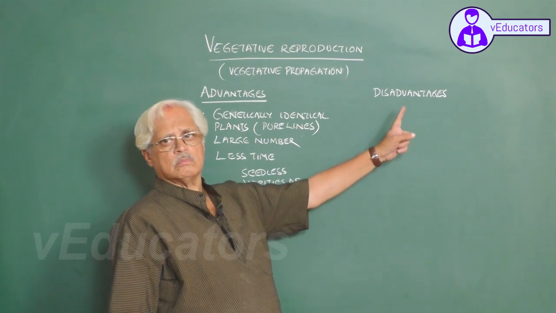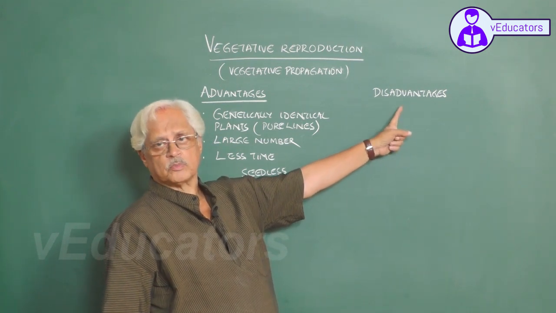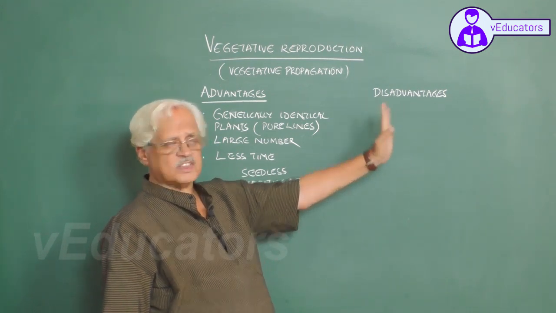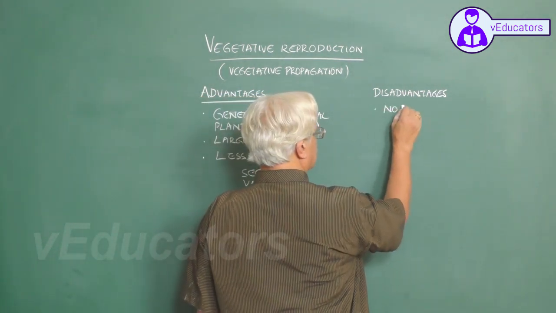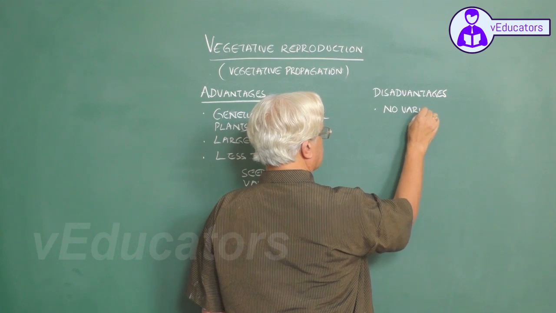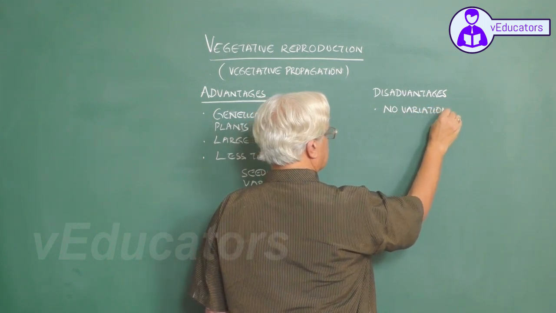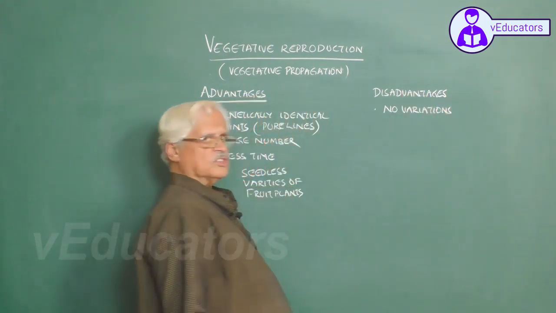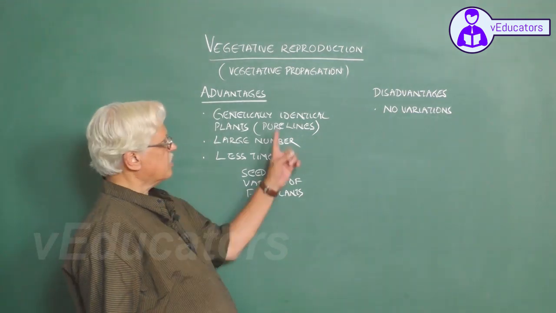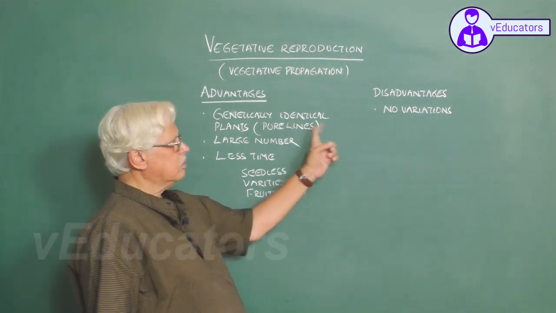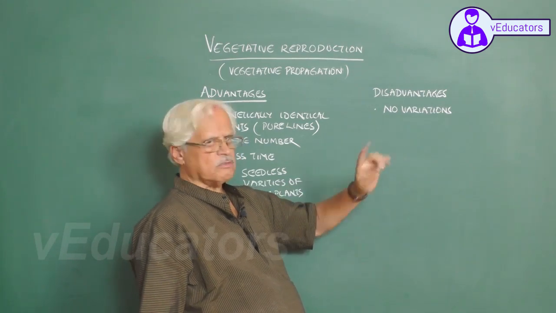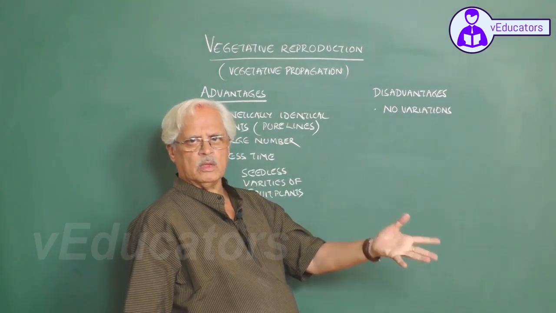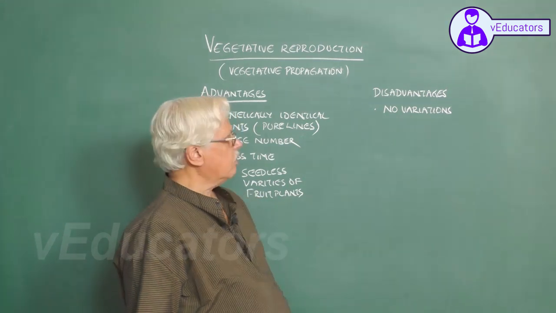But there are some disadvantages. The greatest disadvantage is no variations. Since they are genetically identical, there will be no variations. So in the absence of variation, there will be less adaptability of these plants.